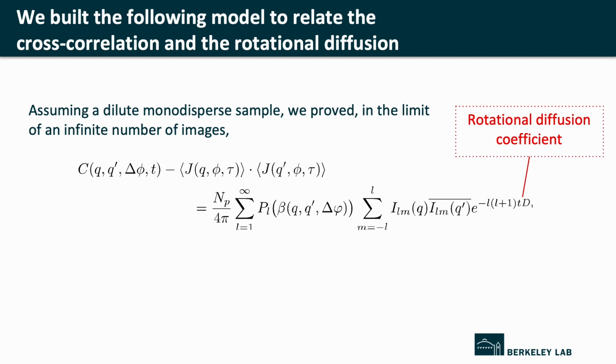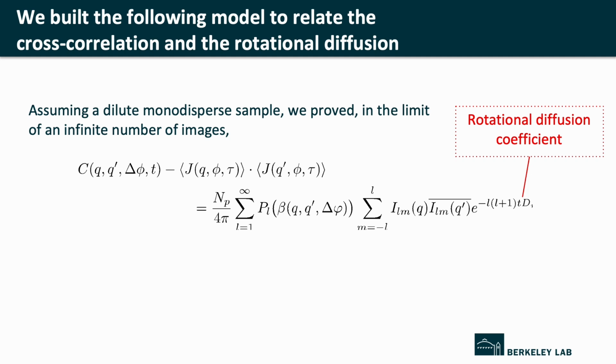And then we prove that in the limit of an infinite number of images, which means in a really ideal case, we will have this equation. The left side is the angular temporal cross correlation introduced on the previous page, and the right side is a complicated series expansion. The first term in this expression is the Legendre polynomial, which is known, and the rotational diffusion coefficient is sitting at the end, in the decay rate resulting from the rotational diffusion.